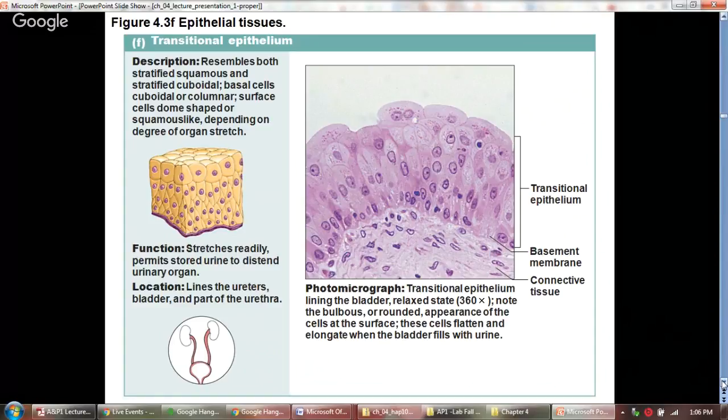So here it shows the transitional epithelia. It resembles both the stratified squamous and stratified cuboidal. Basal cells would be cuboidal or columnar. Surface cells are dome-shaped or squamous-like, depending on the degree to which the organ is stretched. The function is that it stretches easily and permits storage of urine by distending the urinary organ. And mainly you would find it in the ureters, bladder, and part of the urethra itself.